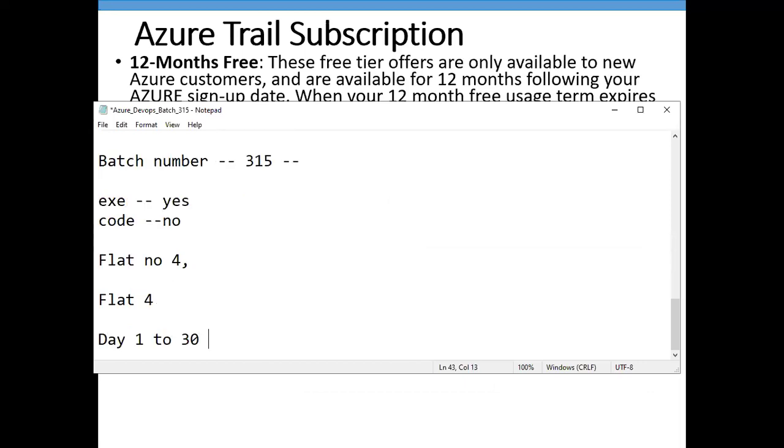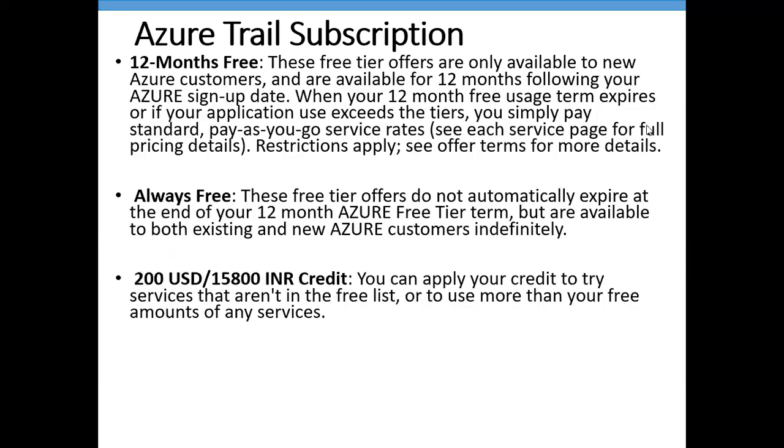till day 30, meaning for the first 30 days, you will get a credit of 15,800 rupees or 200 US dollars from Azure. As per Indian rupees, it's 15,800, or as per US dollars, it is 200 US dollars. Might be, I'm not 100% sure, they have increased it because the dollar price has increased. But yes, they didn't decrease it. That was the last time I checked.